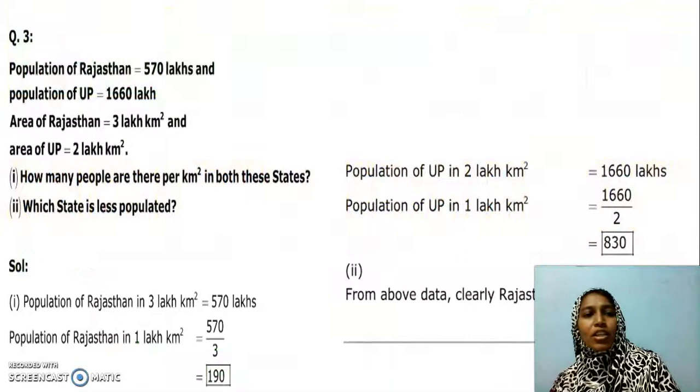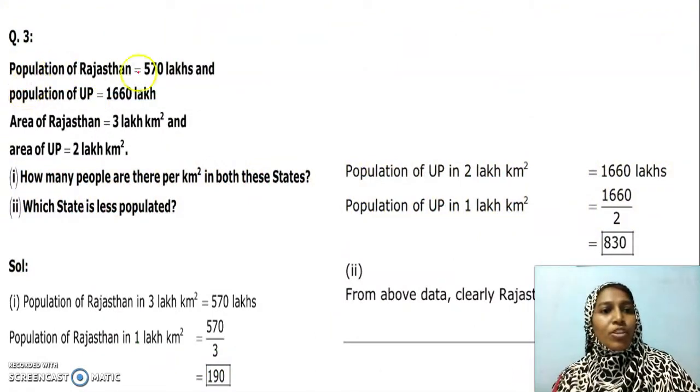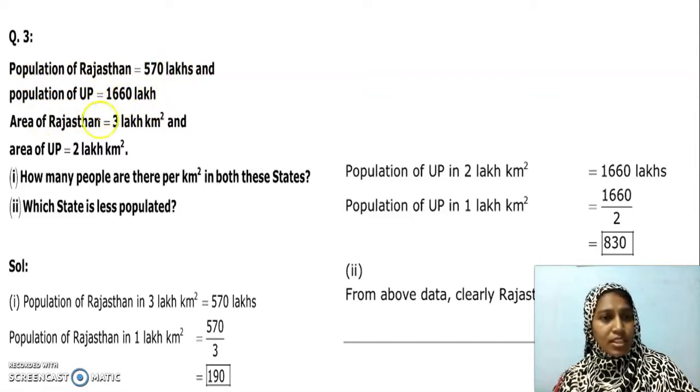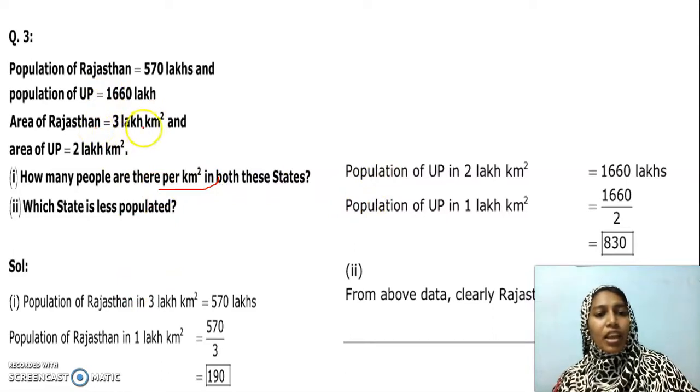And the last question in your exercise. Population of Rajasthan is 570 lakhs. Population of UP is 1660 lakhs. Area of Rajasthan, area of UP. How many people are there per kilometer square in both these states? So I have to divide it by the area they have given. They are asking us to find per kilometer square, isn't it? So I have to divide 570 by 3.